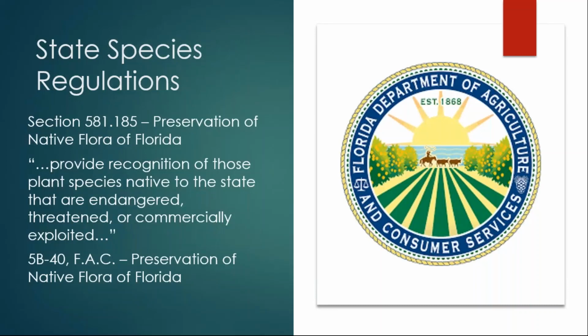I also want to highlight that we also take a look at the state species regulations for plants as well. Section 581.185 is the preservation of native flora in Florida. So it's important if we have protected plants, state plants in our project area, that we coordinate with the Florida Department of Agriculture and Consumer Services for those projects.